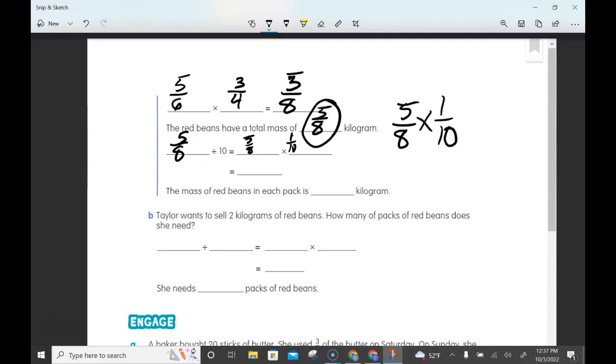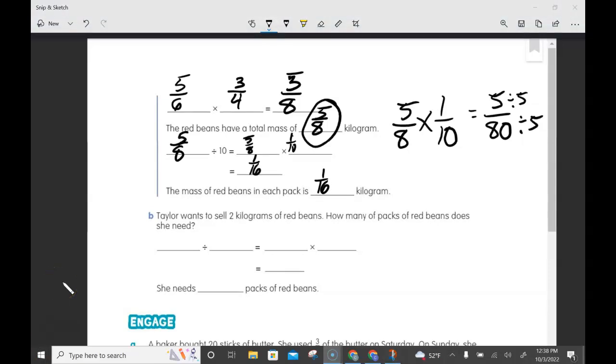We can even do this off to the side. 5 times 1 is 5. 8 times 10 is 80. Okay, and we can simplify this, divide both numerator and denominator by 5. And that's going to give us 1/16. All right, so the mass of red beans in each pack is 1/16 of a kilogram.